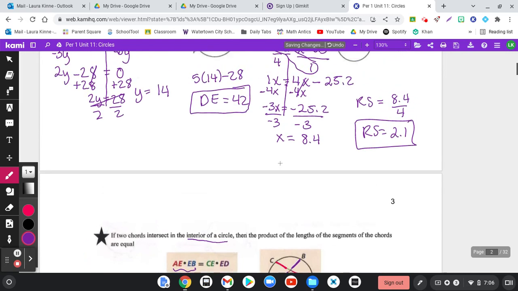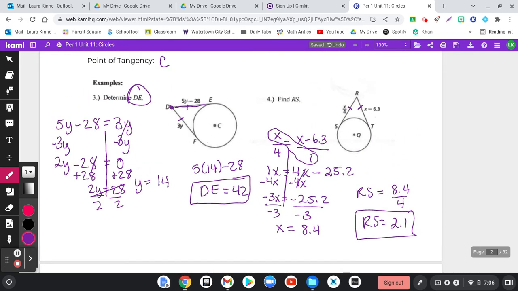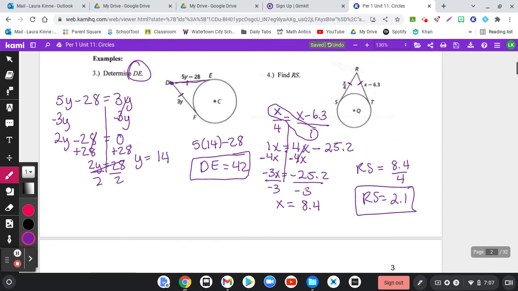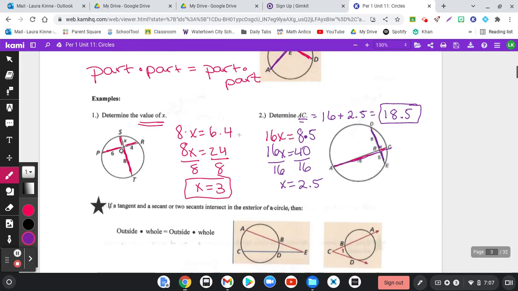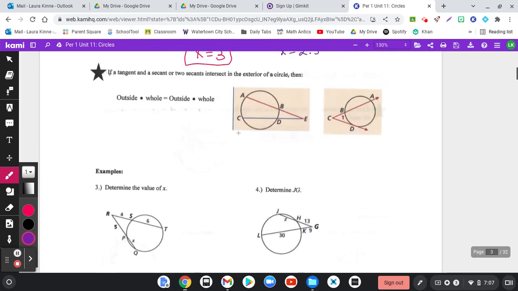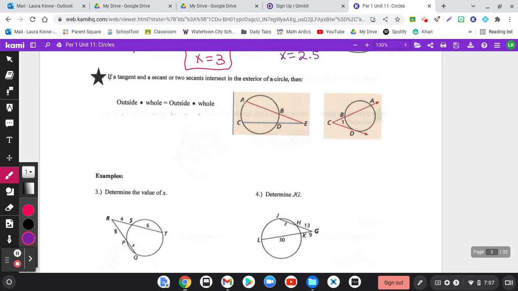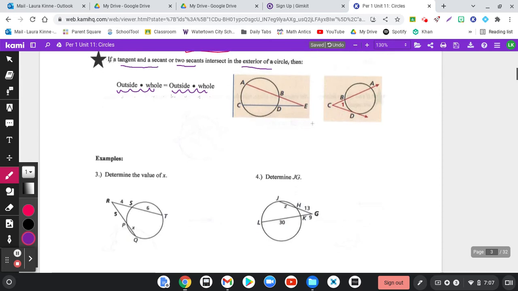Okay, so tangent lines, again, we've talked about a couple rules so far. You'll have to remember they're equal if they come from the same point. If you have two chords intersecting inside the circle, part times part equals part times part. And the last rule we're going to talk about today is if you have either a tangent and a secant, or two secants intersecting outside of the circle, then this is the rule. Outside times whole equals outside times whole. All right, so let's take a look.